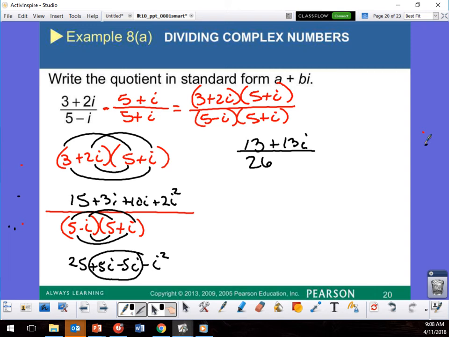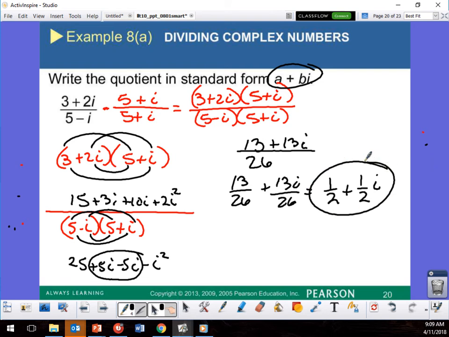Okay, so now let's go ahead and separate it like my a plus bi says. Sweet. 13 over 26. Yep, 13 over 26, plus 13 over 26. And that 13 over 26 reduces to 1 over 2. This is 1/2 plus 1/2, right? 1/2 i. The i can go on the side or on top, but never in the bottom. That's your answer, correct? Yes.